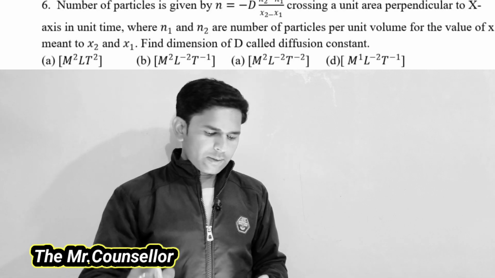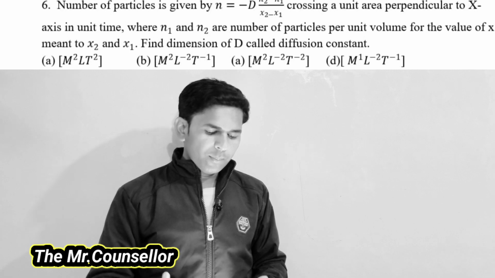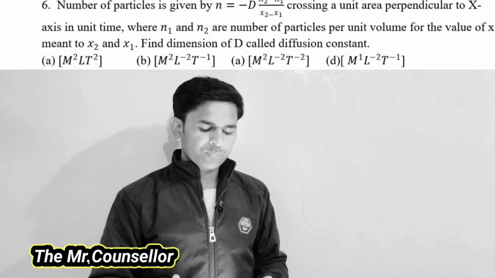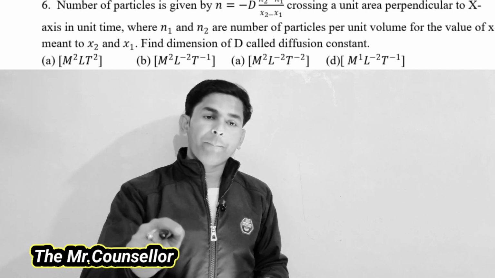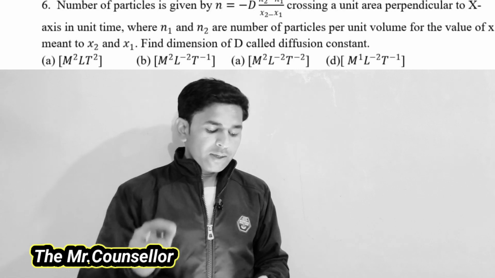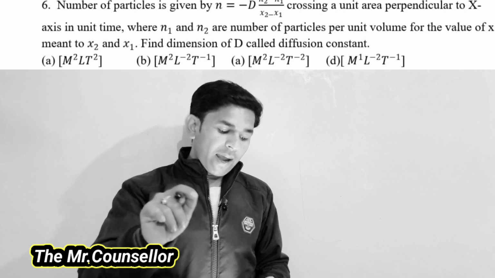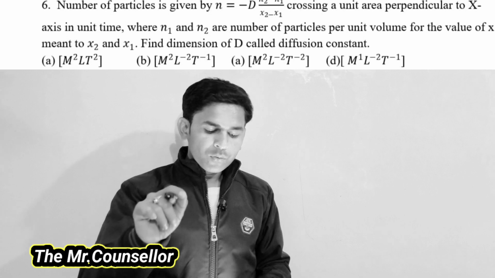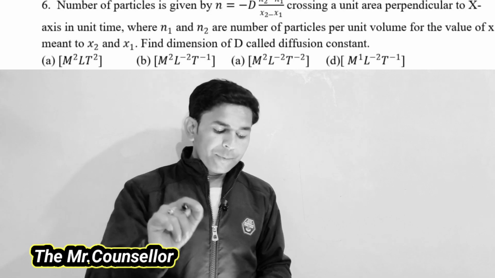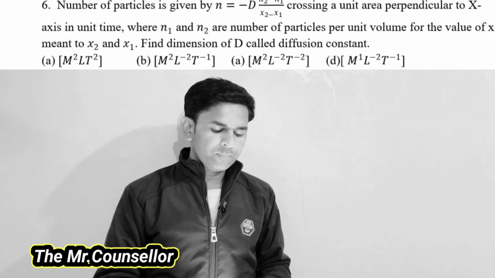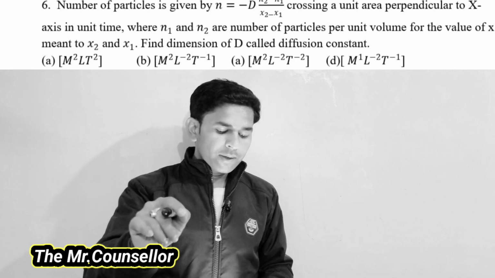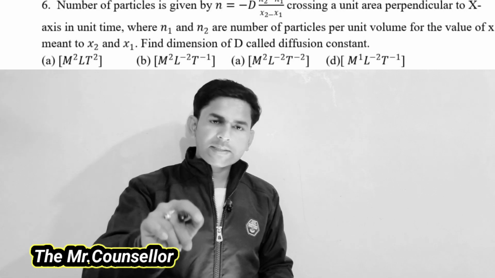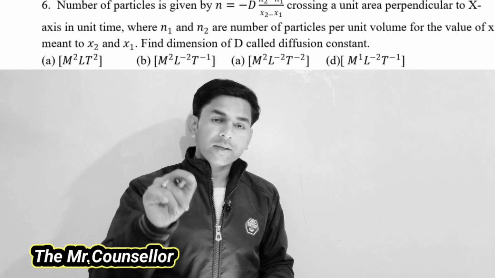The number of particles is given by small n equals minus D times (n2 minus n1) divided by (x2 minus x1), crossing a unit area perpendicular to the x-axis in unit time, where n1 and n2 are the number of particles per unit volume for the values of x between x2 and x1. Find the dimension of capital D, called the diffusion constant. So option A is M⁰LT².